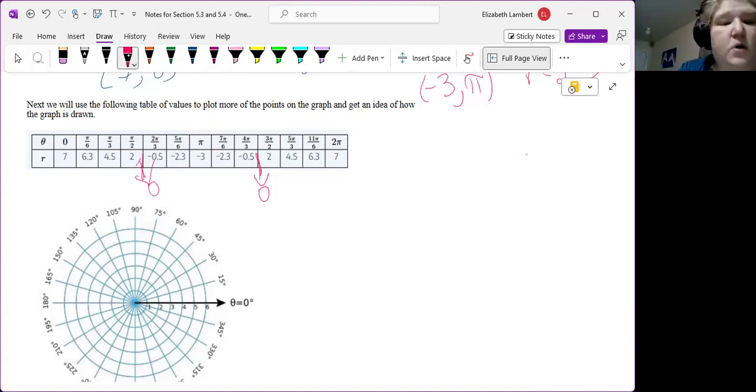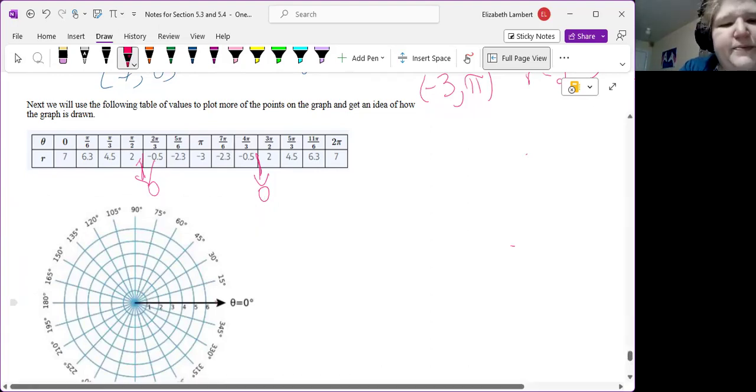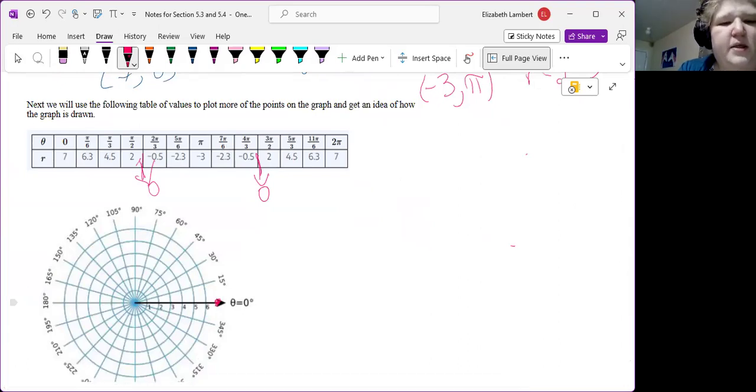Okay, so we start at 7, which is not on this particular picture, but we'll go about there. Then at pi over 6, which is 30 degrees, we are a little past 6. At pi over 3, which is 60 degrees, we're at 4.5. And then at pi over 2, we're only at 2.